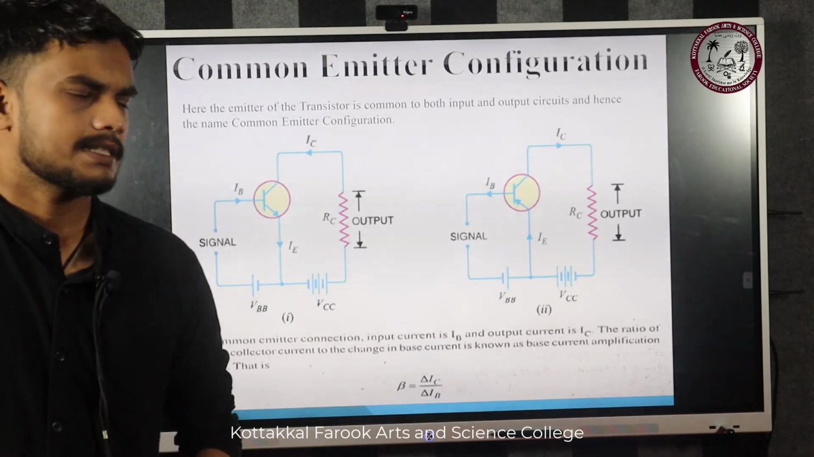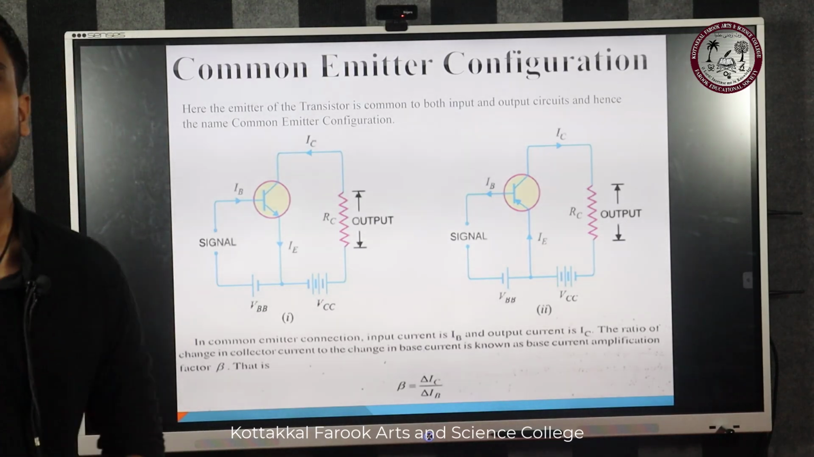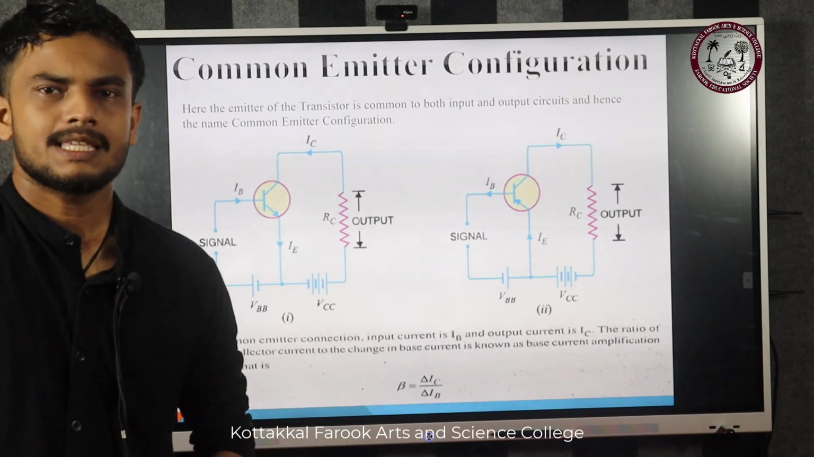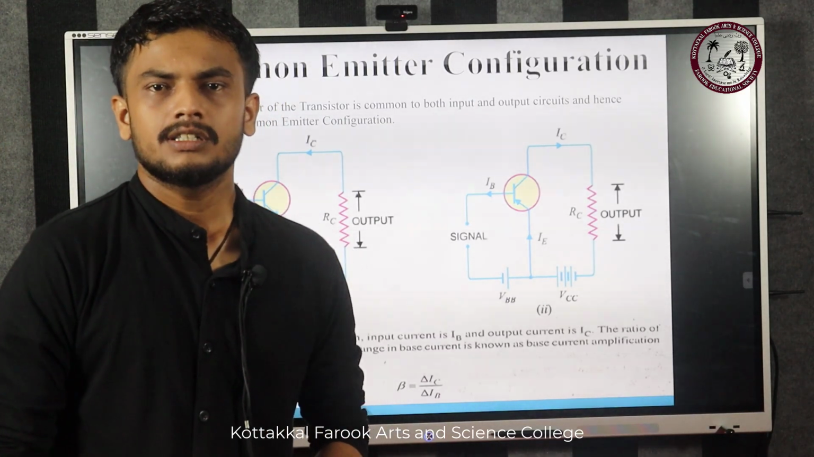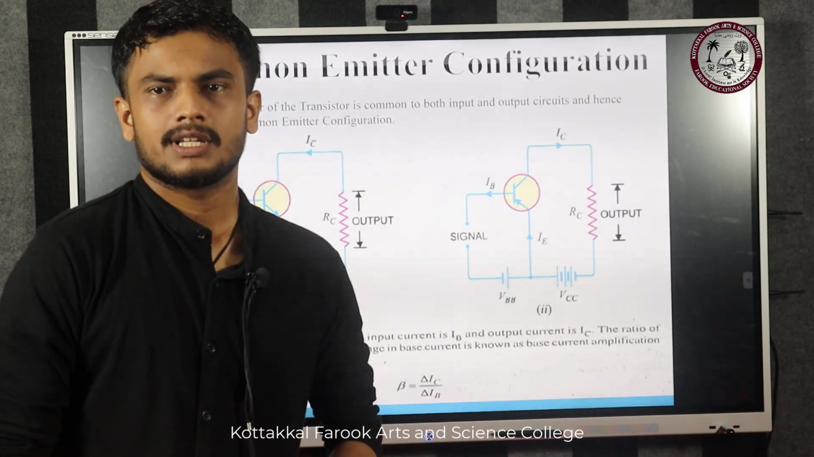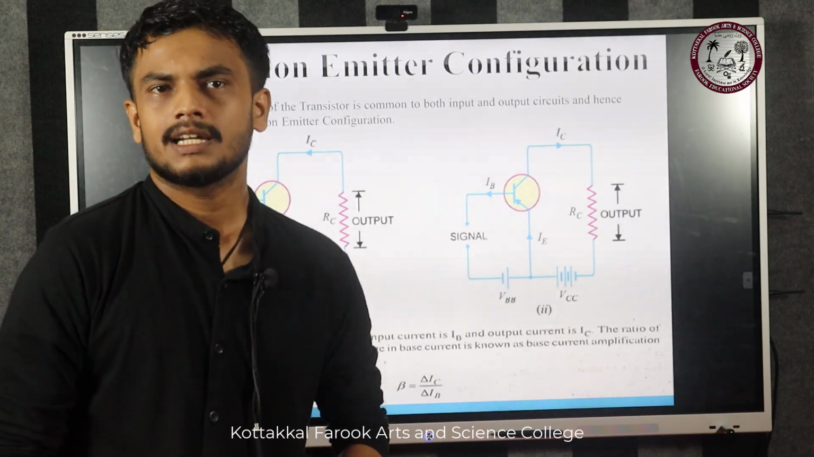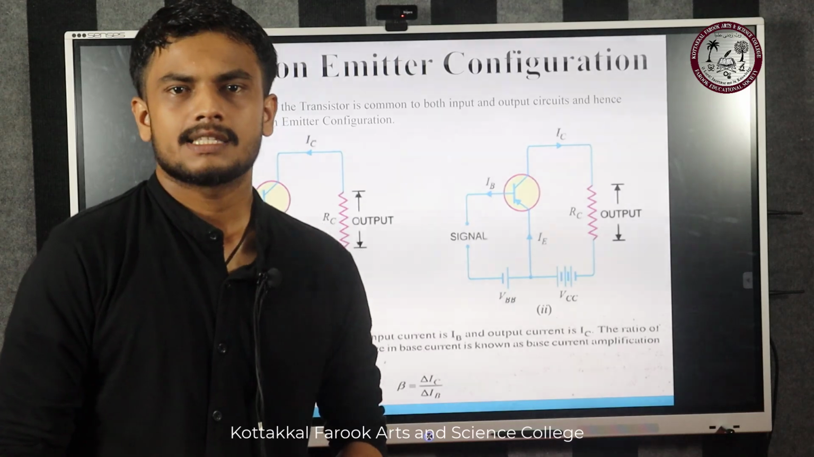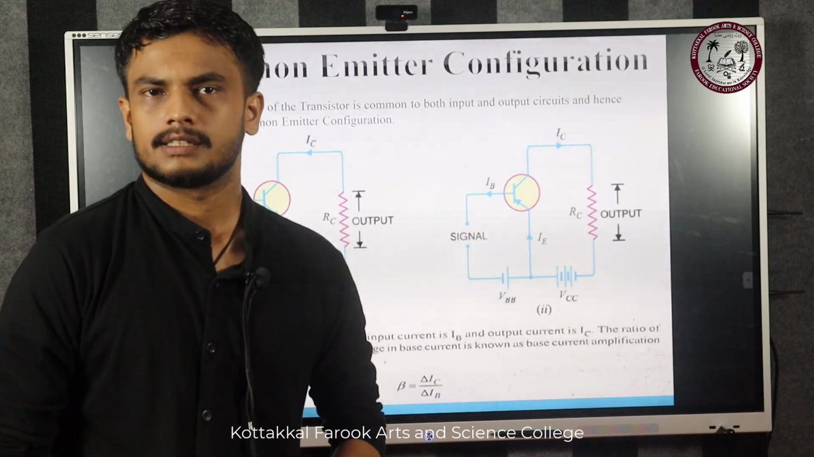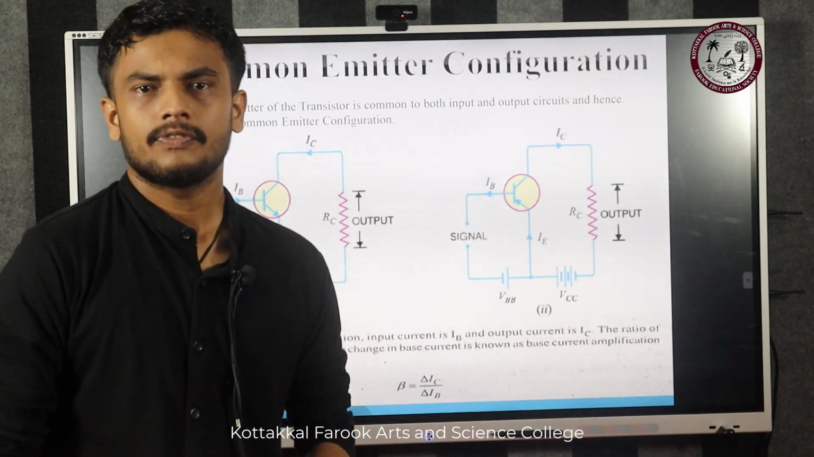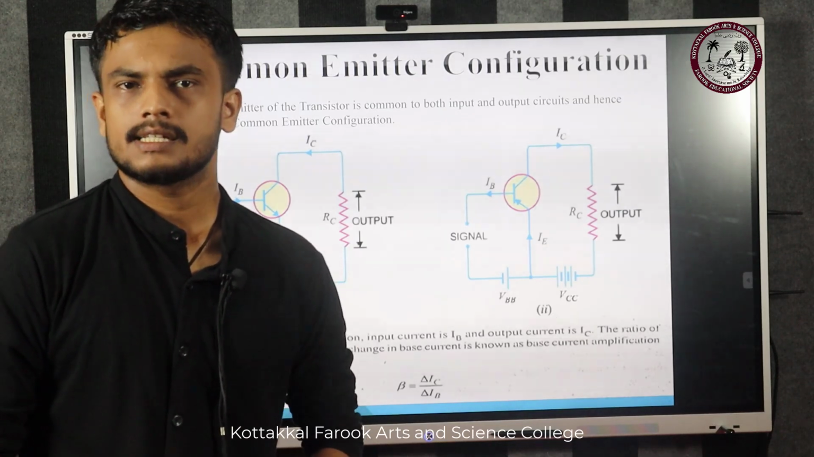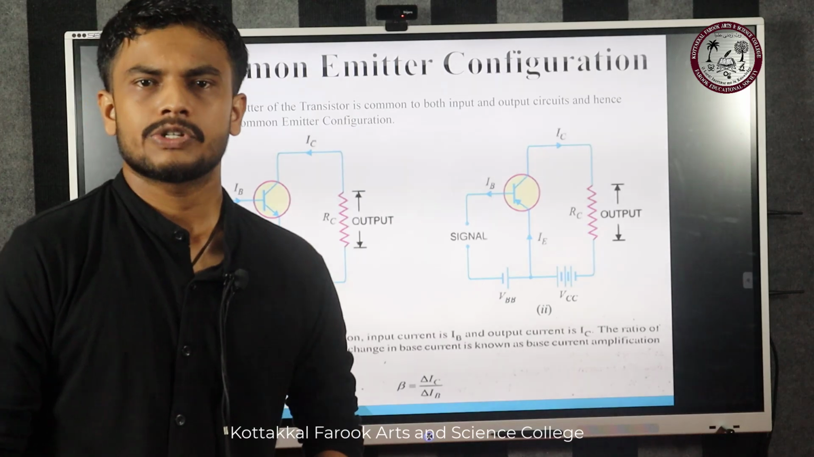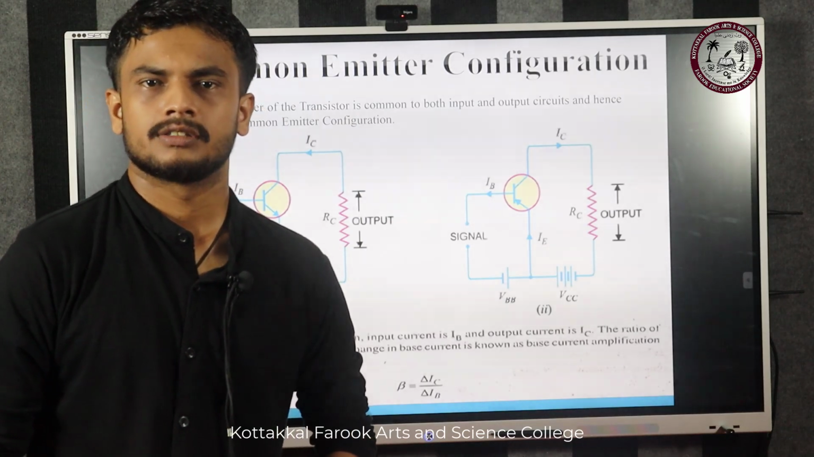The name suggests itself that the emitter is common to the input as well as the output. The emitter is connected to the input signal, which means the input signal is the base current, and the output current is the collector current. We can see the figures.